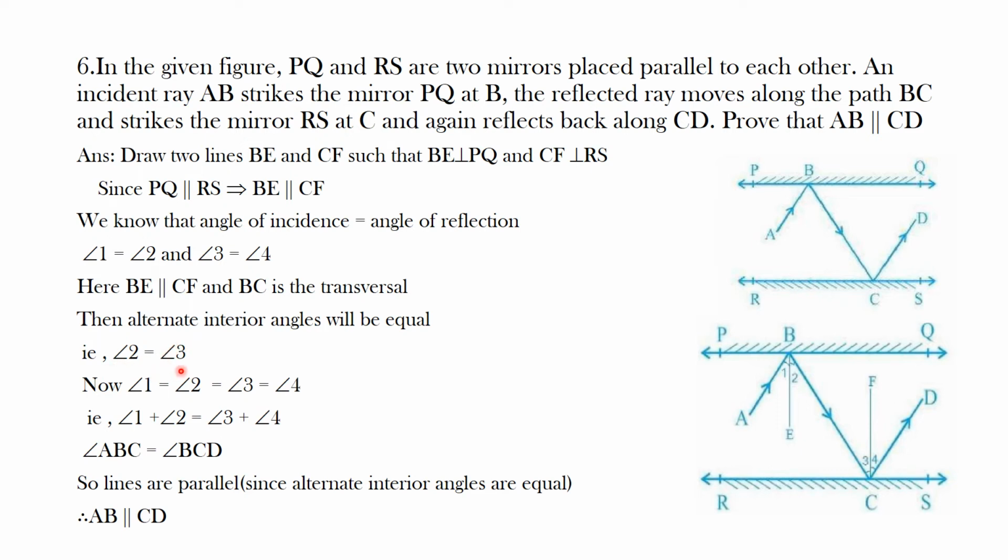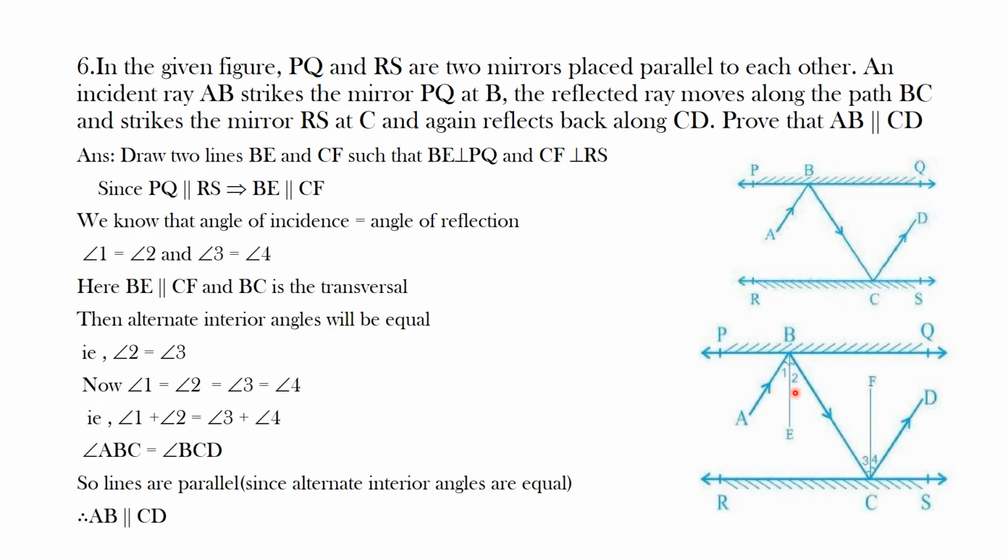Therefore, angle 2 is equal to angle 3. Now, angle 1 is equal to angle 2, angle 2 is equal to angle 3 and angle 3 is equal to angle 4. That is, angle 1 plus angle 2 is equal to angle 3 plus angle 4.